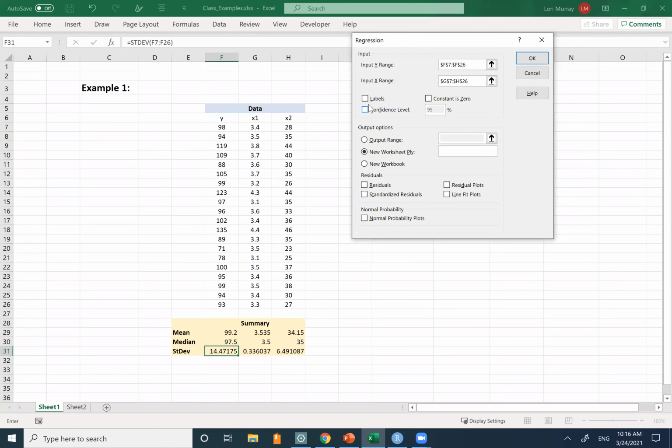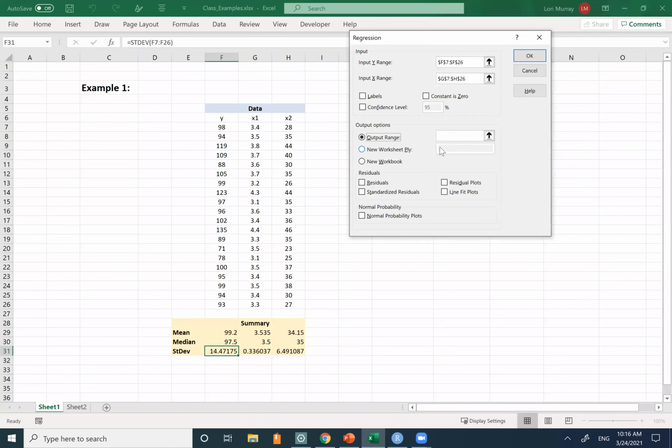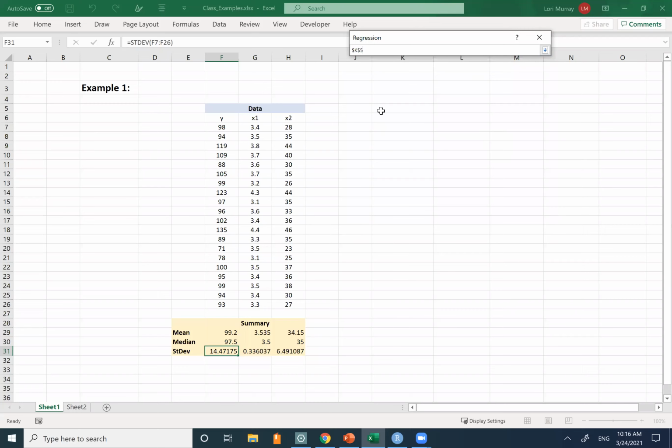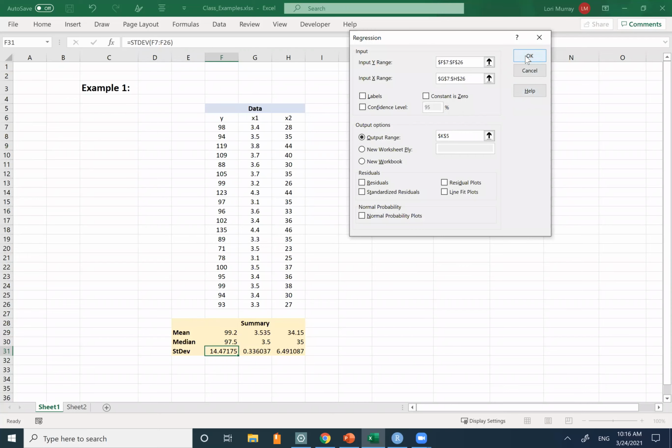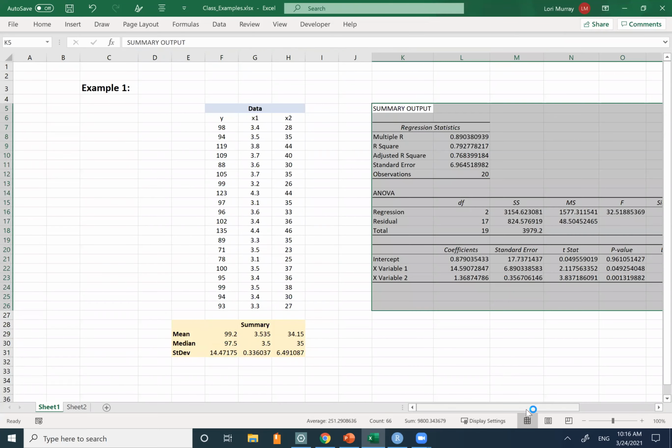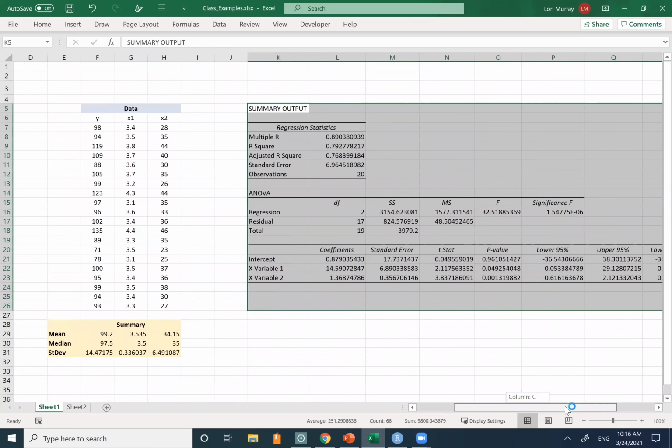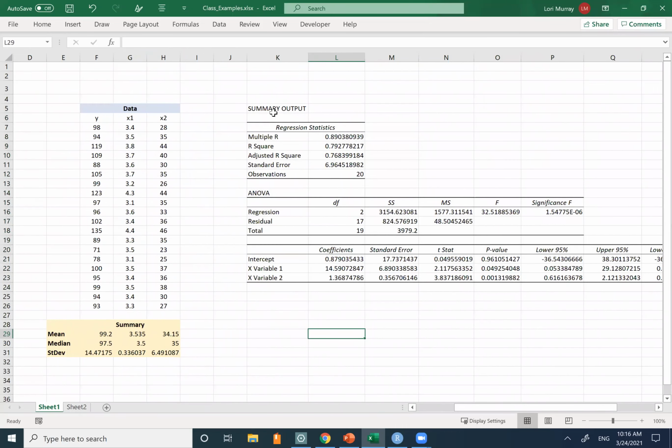All right, and you can get some labels and all that. What we mostly want though is the output range, and I don't want it on a new worksheet. I want it right here so we can all see it. You can also do the residual plots and stuff, but we're just mostly interested in what the coefficients are. We want to know the coefficients, and we want to know if x1 and x2 are statistically significant and how good the model is and so forth. So here it is. This is the output. It just does it automatically. So here's the summary output you get just by clicking that, entering in the data, and it does it all for you.